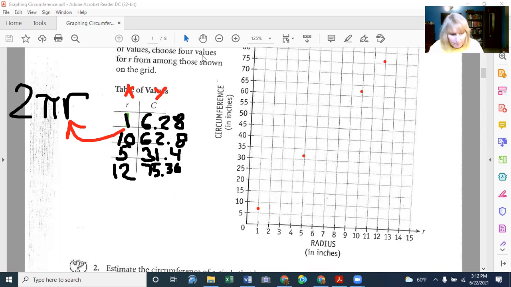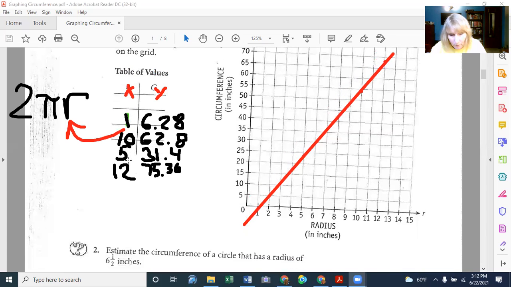Once you have that, you can then connect your dots. I'll do my best to connect them. There we go. That's about the best I can do. They are all connected. Okay, and I'm going to scroll down for just a second and scroll back up.